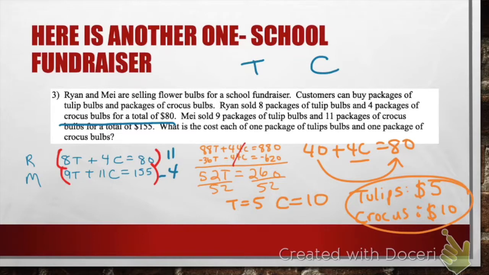Then we're going to plug it back in. I chose to plug it back into that 8t plus 4c equals 80. And then when you do all the math, you get c equals 10. Now make sure you label it.